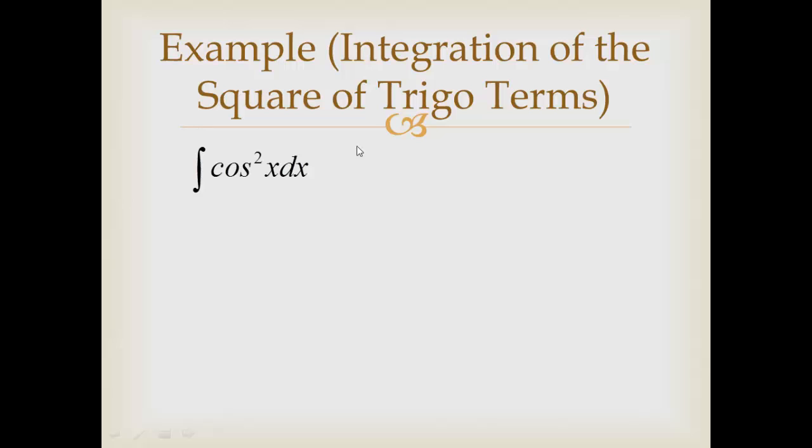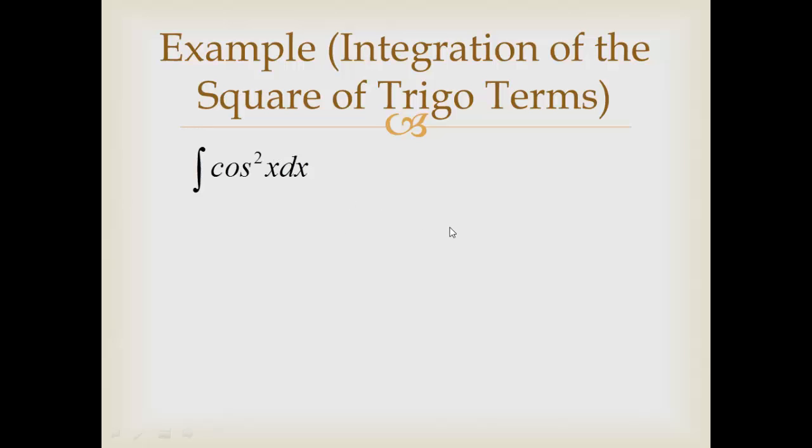Next, we go on to the integration of the square of trigo terms. Suppose we are given cos square x, and we are asked to integrate this term with respect to x. Now we know that the integration of cos square x dx cannot be carried out. So we try to replace cos square x by an integrable term.